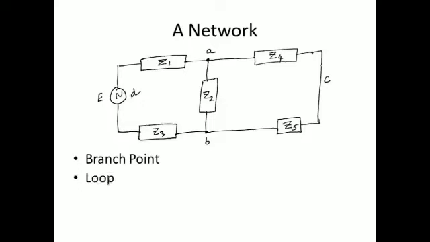The next term is loop. Loop is any closed conducting path in a network. For example, in the given network, the path ACBD and the path ACBA as well as the path ABDA are all examples of loop. Now the next term is mesh. Now mesh is a loop which cannot be further subdivided into other loops. For example, in the above network, ACBA and ABDA are two meshes.